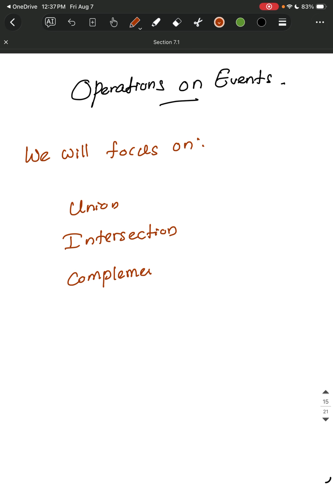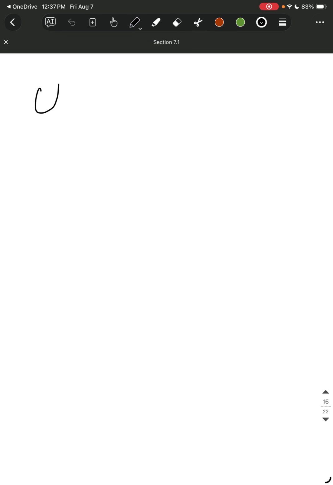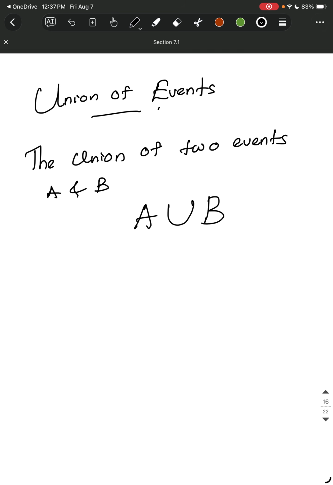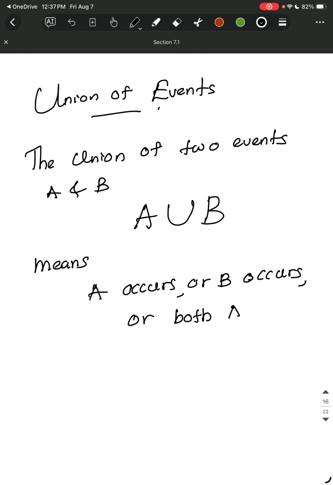Okay, let's begin with the union of events. The union of two events A and B, A union B, means A occurs or B occurs or both occur, the same as the set definition.